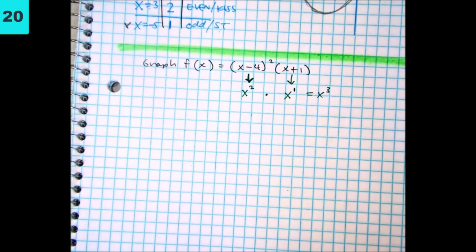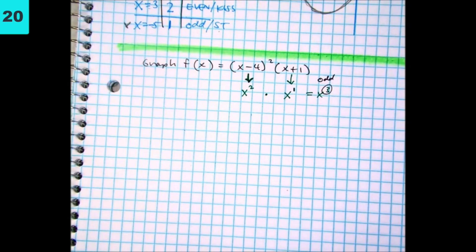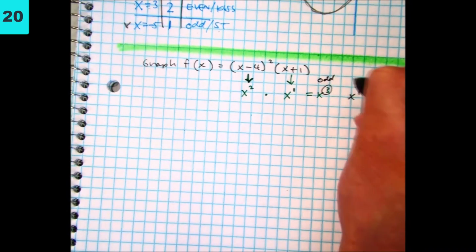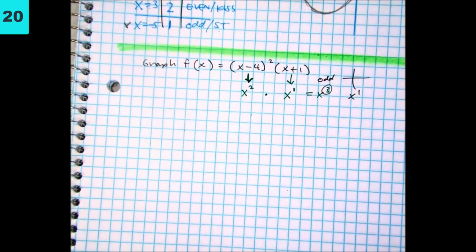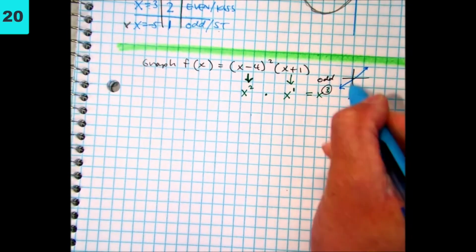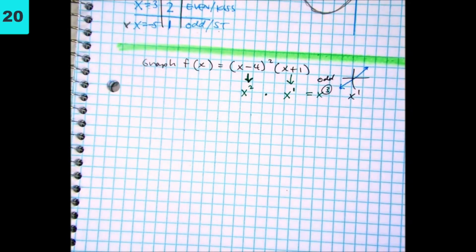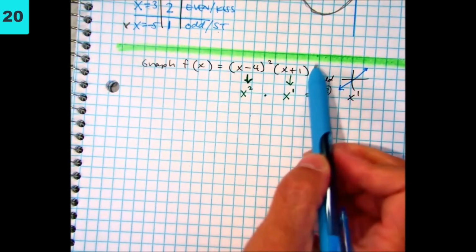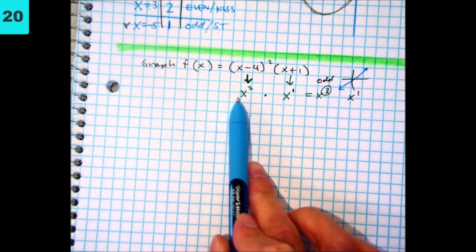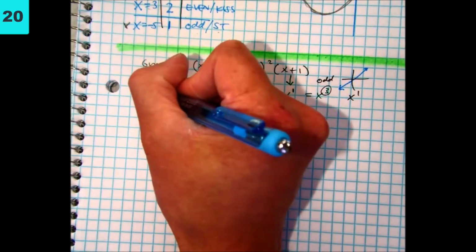Class, is that odd or even? Odd. And what's the easiest odd that we know? X to the first. What does that look like? It's a line. Starts down, ends up. So our graph's going to do the same. It's in factored form. I found the basic graph. What's next? Multiplicity. Let's do the multiplicity.